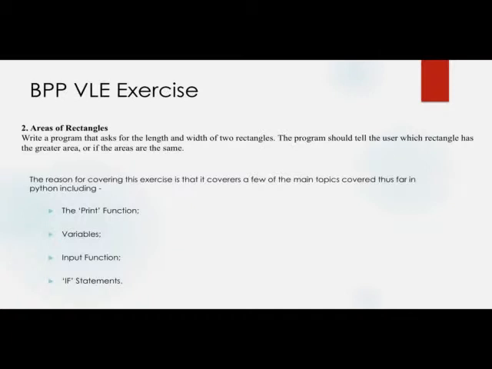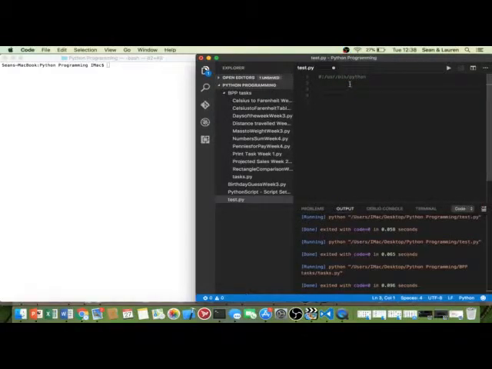The reason I've chosen this exercise is because it covers the following topics that have been covered throughout the previous weeks. This includes a print function, variables, input functions, and if statements. So let's begin. I would just mention that I'm writing my code in Visual Studio Code and running it through the terminal. And this little green comment up the top here just lets the terminal know that I'm running Python.